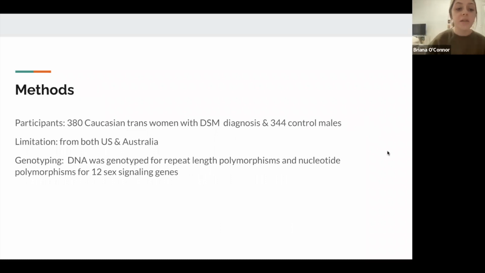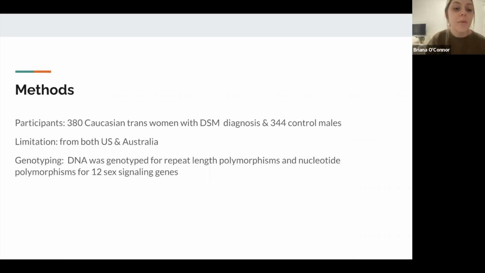So the participants included 380 trans women with a DSM diagnosis of either transsexualism per the DSM-4 or gender dysphoria per the DSM-5. And most of these participants were receiving hormone treatment. They were compared to the control group of 344 male subjects without gender dysphoria. All participants were Caucasian, and it's kind of important to note that these participants were taken from both Australia and the US, so that could affect the results, having two different cultural experiences.